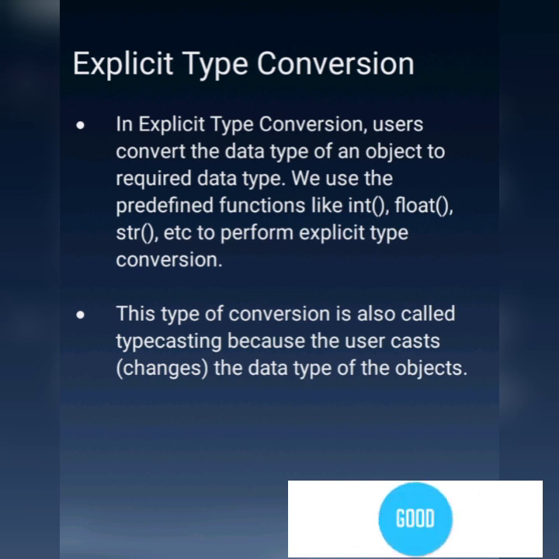And explicit type conversion. In explicit type conversion, the user converts the data type of an object to the required data type. So we can use predefined functions like int, float, str, etc. to perform explicit type conversions.